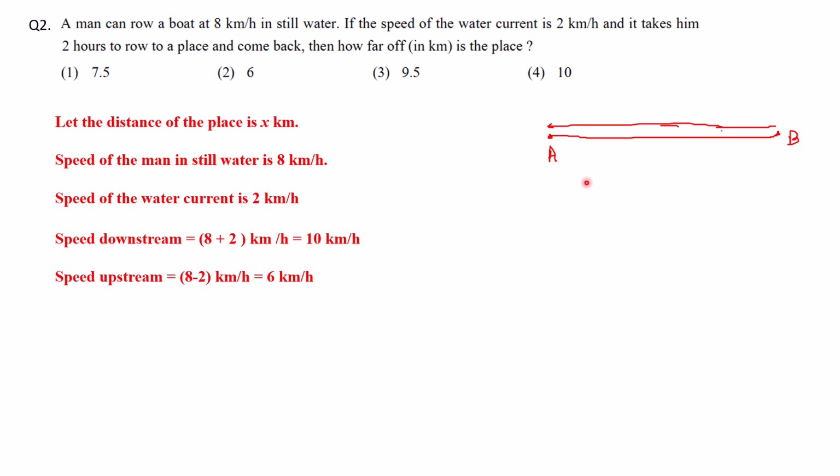Like while downstream, what is the time taken? And for upstream, what is the time taken? And their sum is given as 2 hours. So first, let's take the speed for downstream, which is given as 10 km per hour, and the distance is x kilometers.